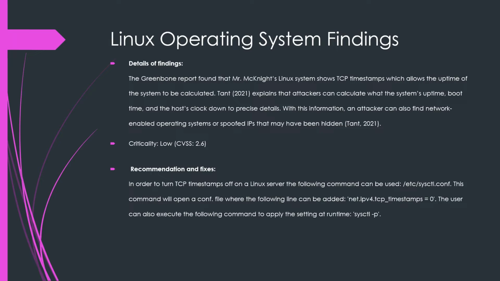and the recommendations and fixes in order to turn TCP timestamps off on a Linux server: the following command can be used, which is /etc/sysctl.conf. This command will open a conf file where the following lines can be added. I'm not going to read out this line here. The user can also execute the following command to apply the setting at runtime, which is the sysctl -p line here.